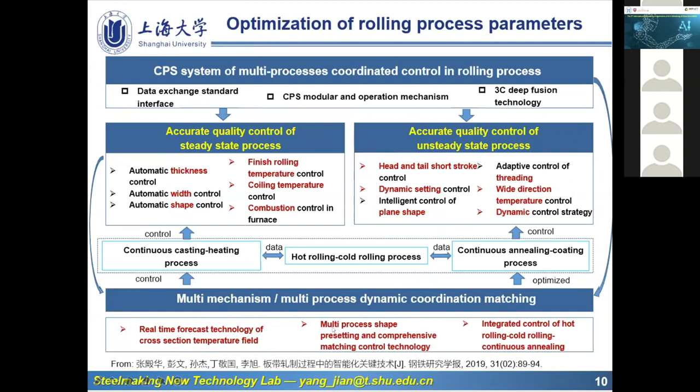And it is also about the multi-process shape presetting and comprehensive matching control technology. Also about the integrated control of the hot rolling, cold rolling, and continuous casting annealing. So for the steady state process, we can develop the accurate quality control: for the automatic control of the thickness, for the width, and for the shape, for the friction rolling temperature, for the cooling temperature, for the combustion in the furnace.